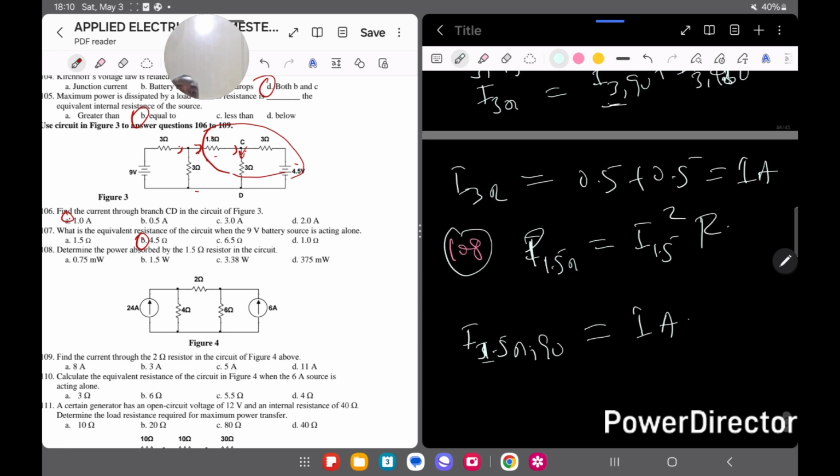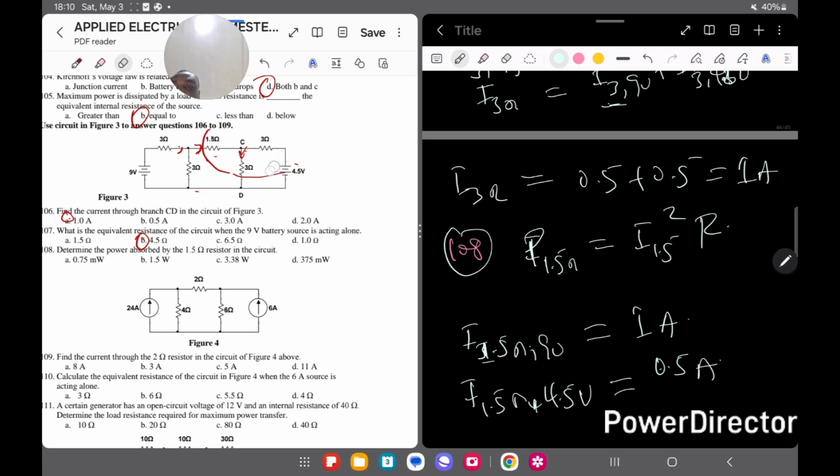The current which is going to pass in the 1.5 ohms here due to the 4.5 volts acting alone is going to be equal to what? 0.5, right? Now the only difference is that you look at the direction of the current. When 9 volts is acting alone, the current is passing through at 1 ampere.